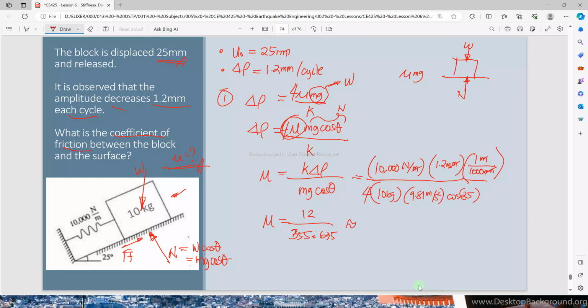355.635, approximately 0.034. So this is the coefficient of friction for the block displaced 25 millimeters and then released with a reduction of 1.2 millimeters per cycle.